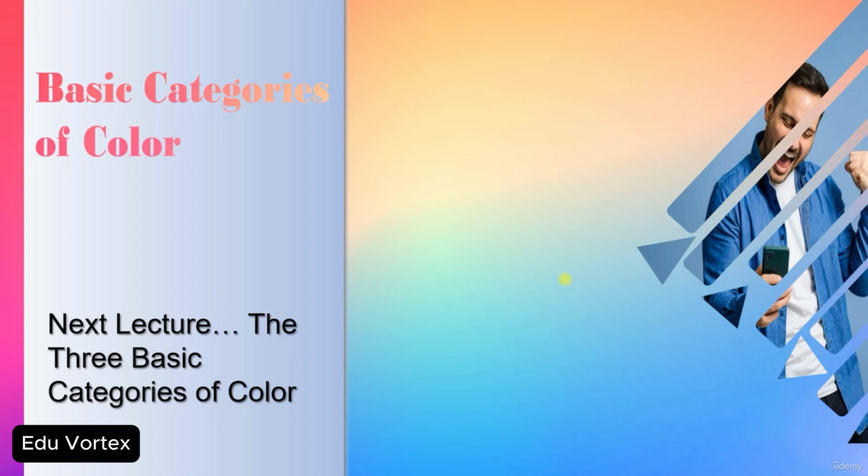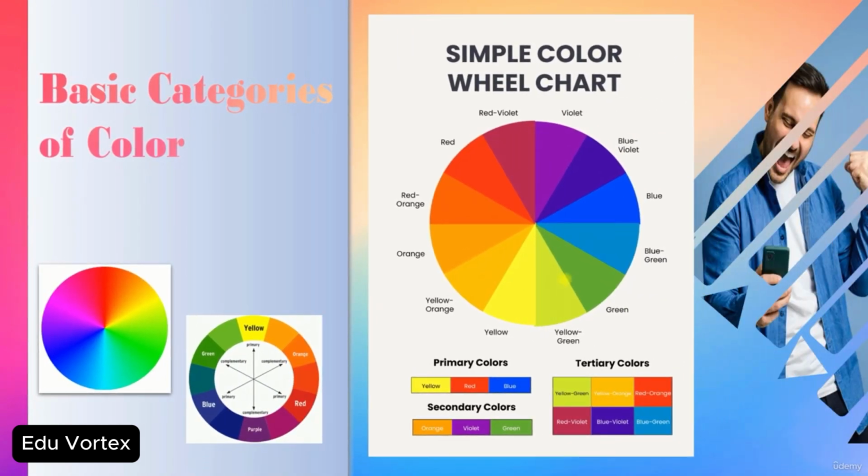In this lecture, we are going to learn about the three basic categories of color. So let's get right into that. On the right hand side of the screen, you can see the simple color wheel chart. The three basic ones that I refer to are what is known as the primary colors. You should be very conversant with at least the primary ones. They are yellow, red, and then blue.